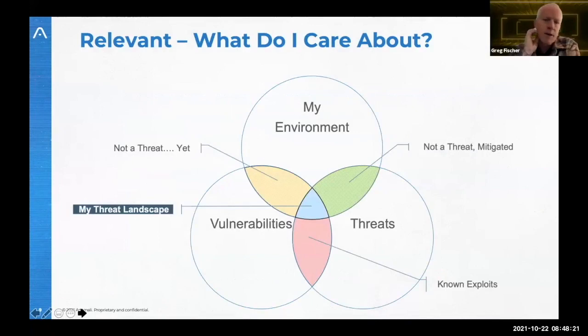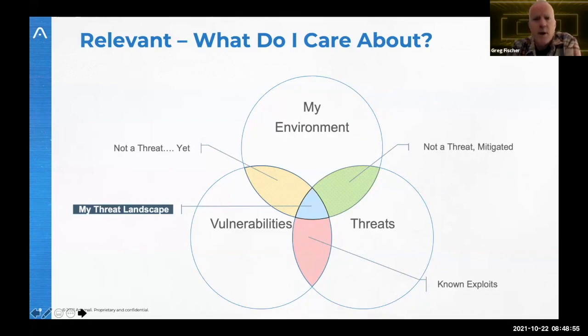Okay, so what's relevant, right? Well, relevance is what we care about. What do I care about? Well, in this little Venn diagram I put together, and you may have seen similar graphics that depict this, there's a whole sea of activity that you're trying to manage across your environment, all the vulnerabilities that are out there, all the threats that are out there. Well, when you start to draw the intersects, you can start to narrow down where your focus should be in your threat landscape.